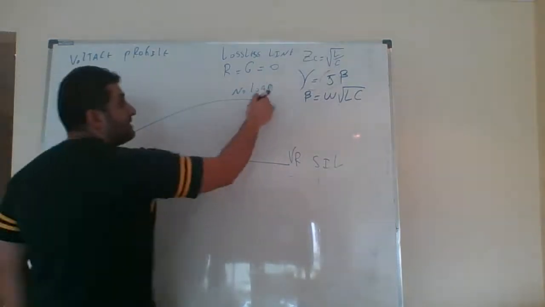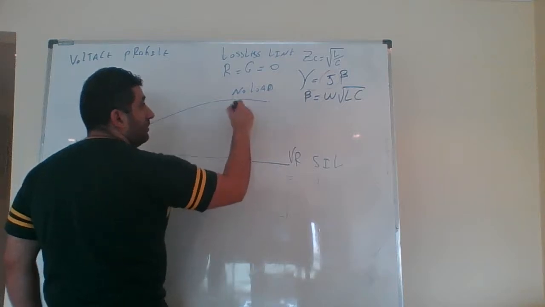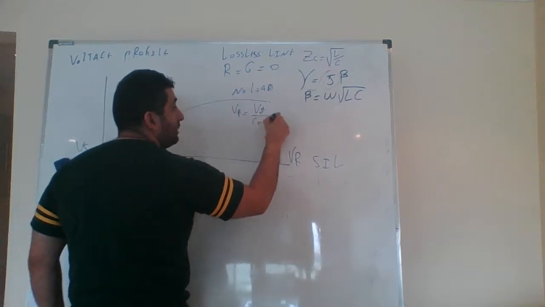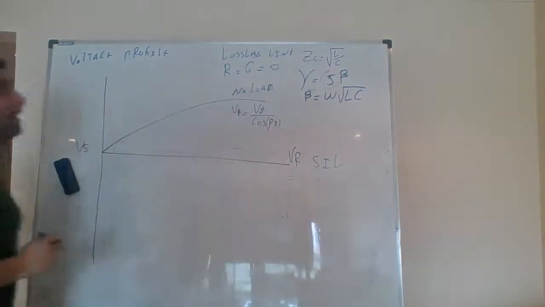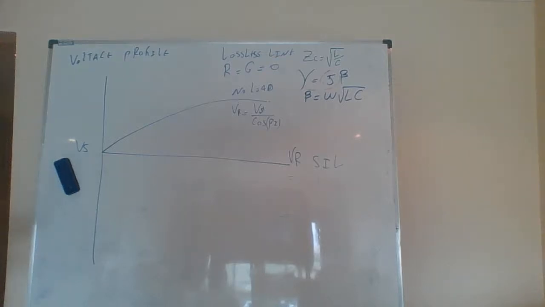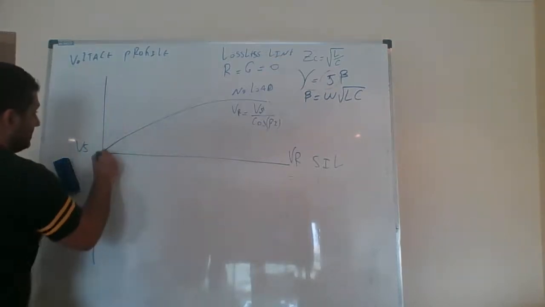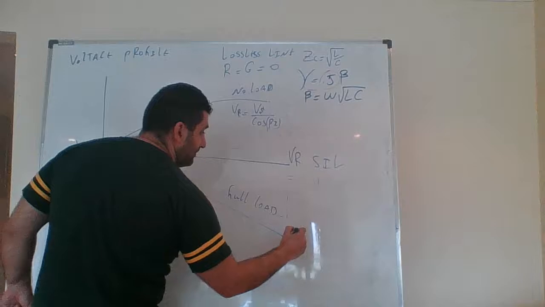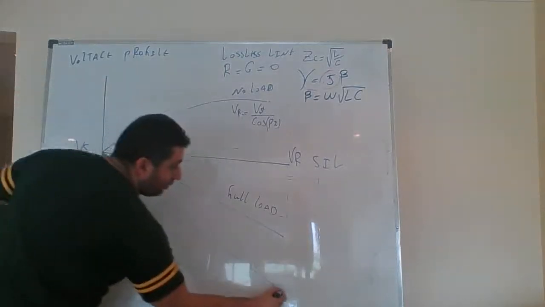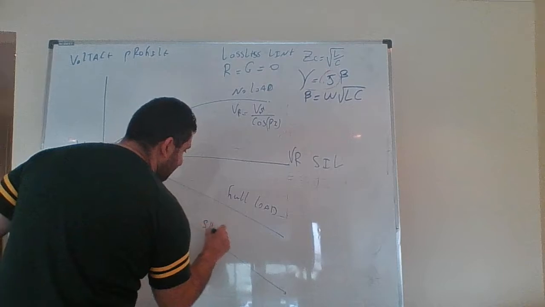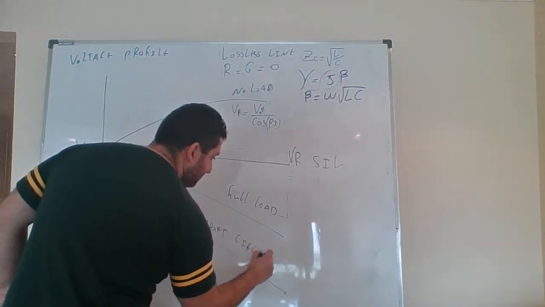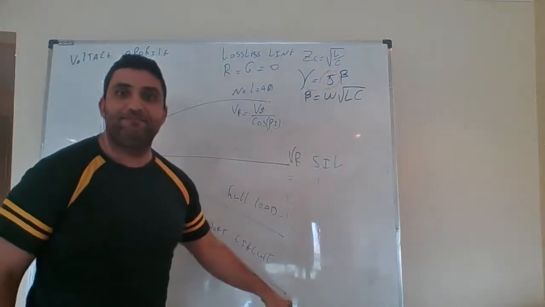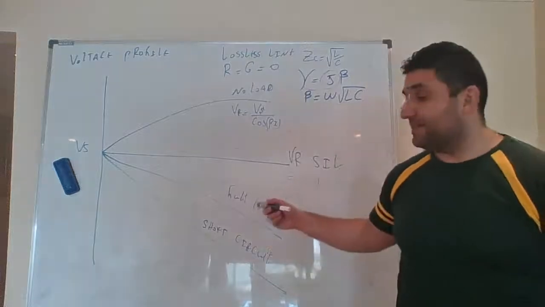Why under no load, guys? Why is the receiving voltage Vr high under no load? Because, guys, look, Vr, if you remember, is equal to Vs divided by A, which is cosine beta x. Vs divided by cosine. Cosine can be at most 1. This will be under full load. This is the system, and this goes all the way to 0 under short circuit. If a short circuit happens at the load, Vr is 0. Is that clear, guys?